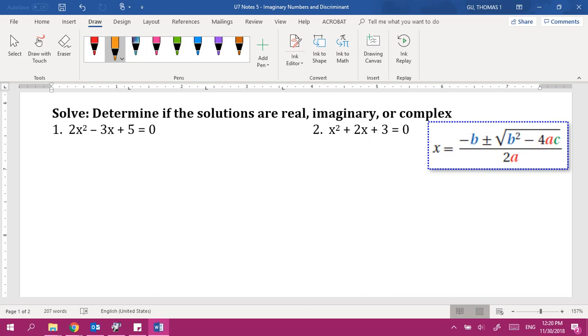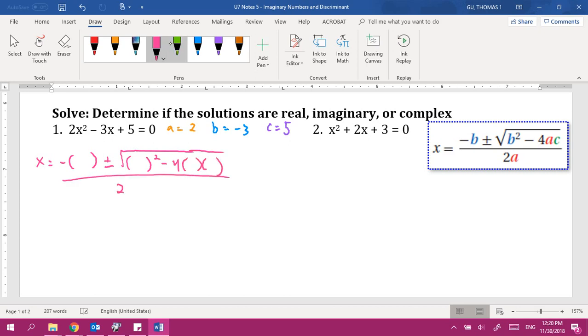Is it lined up like it should be? Yes, highest power to lowest power. x squared, then x, then just the number. So what is the a value here? 2. What is b? -3. And what is c? 5. That's right. So now we're going to write the formula out. x equals -b plus or minus the square root of b squared minus 4 times a times c, all over 2 times a.